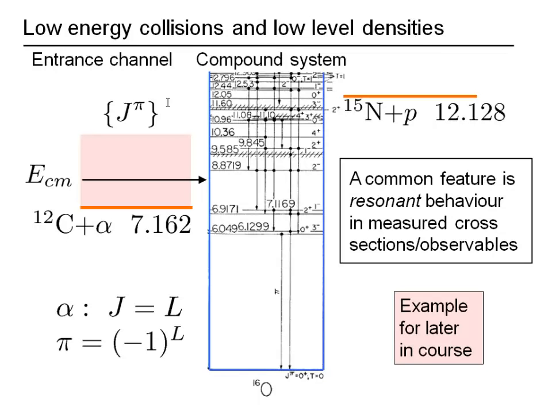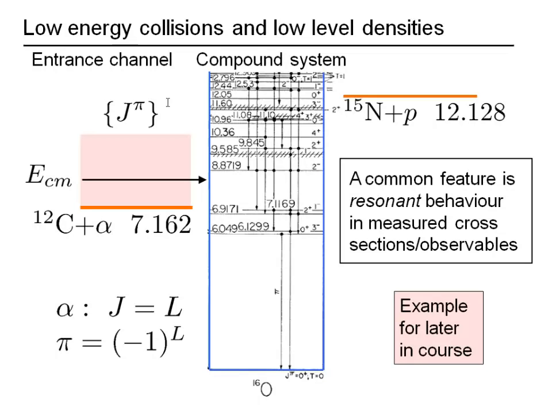If you scatter an alpha from carbon-12 at very low energies in the centre of mass frame, you come into the system of oxygen-16. That combination of nucleons produces oxygen-16, and depending on the energy you come in at, you will strongly couple or not to some resonance structure in the compound system. So a common feature of scattering at these low energies is resonant behavior in the cross sections you measure. As I say, you'll get really stuck into that and look at these data and understand what you need to do to fit those later on in the course.